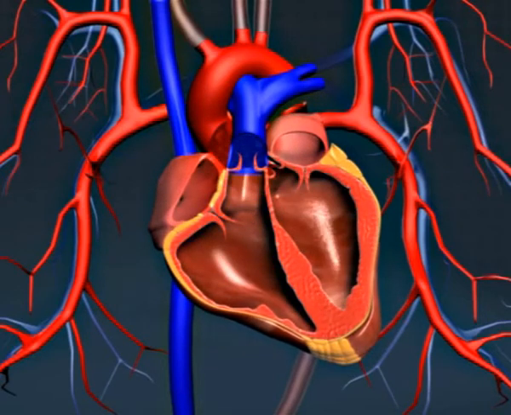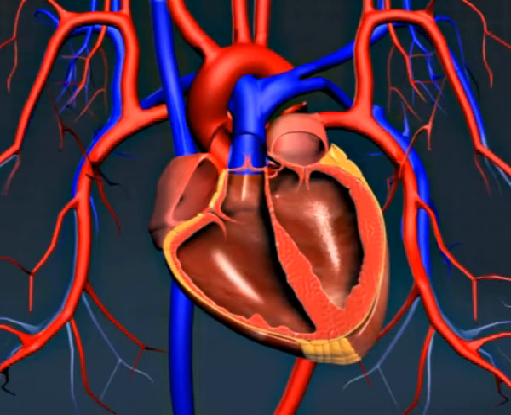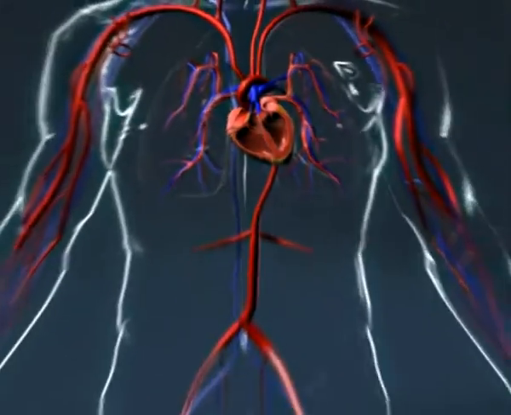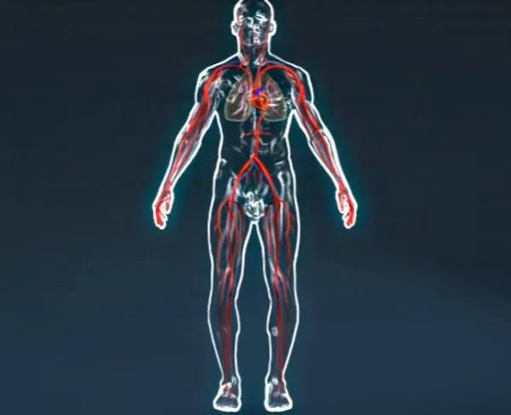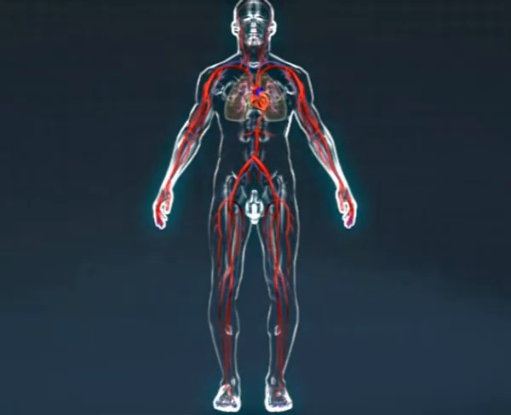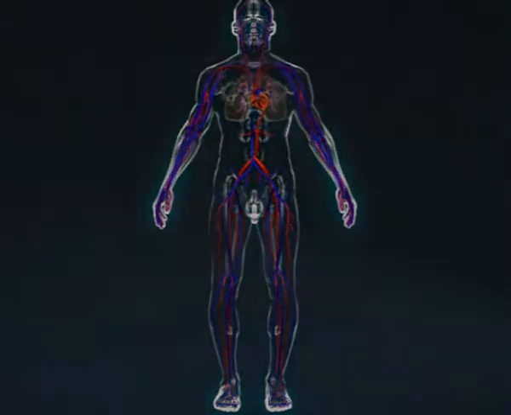The aorta takes oxygenated blood from the left ventricle to the different parts of the body. Deoxygenated blood from the right ventricle enters the pulmonary artery to be carried to the lungs for purification. Deoxygenated blood from the different parts of the body is collected by the vena cava and brought back to the heart.